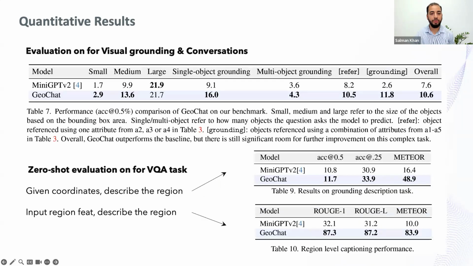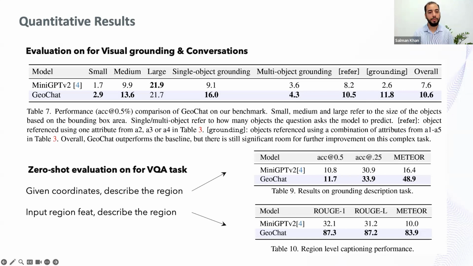We also evaluate on visual grounding and conversation. This was something which was never done before. Our data itself actually enables this grounding capability as well. We define the evaluation protocol, and we notice that in comparison to a baseline, which is also trained for the task, in this case MiniGPT v2, we perform favorably well. In terms of referring expression grounding, we also perform favorably well.